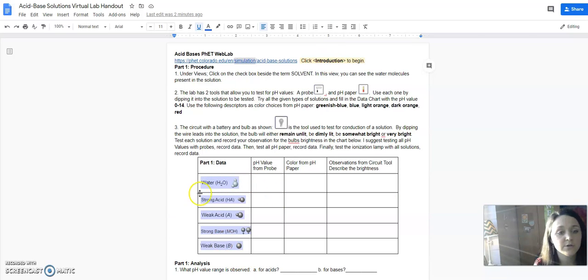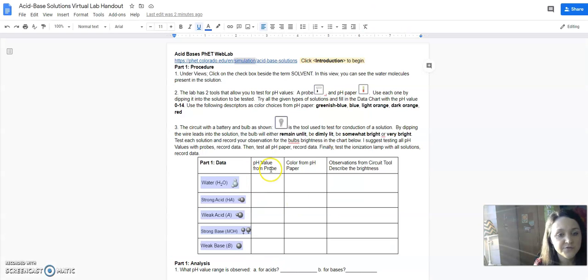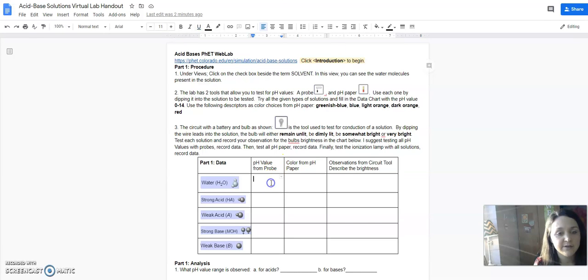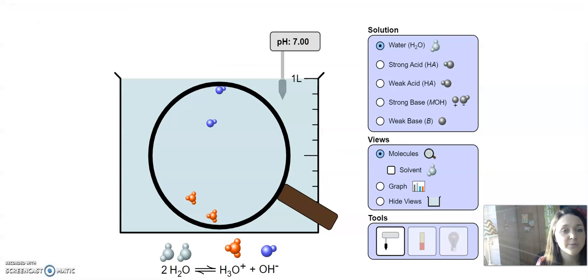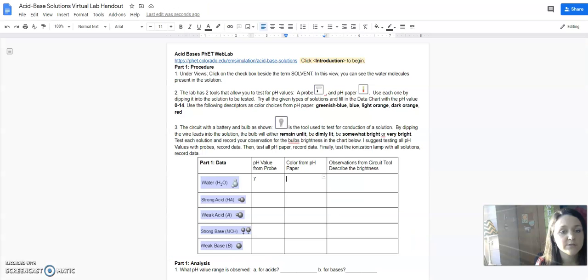So the first thing we want to do, we're testing out water. So I'm going to select water. Let's see if we've got water. See, water is selected right here. The first thing I want is the value from the pH probe. So the pH probe down there, the value is 7. So I want to type in a 7 right there. Now I want the color from the pH paper. So I'll take my pH paper at the bottom, I'll put it down in there, and I'll see that it's orange. So I'm going to type orange in there.